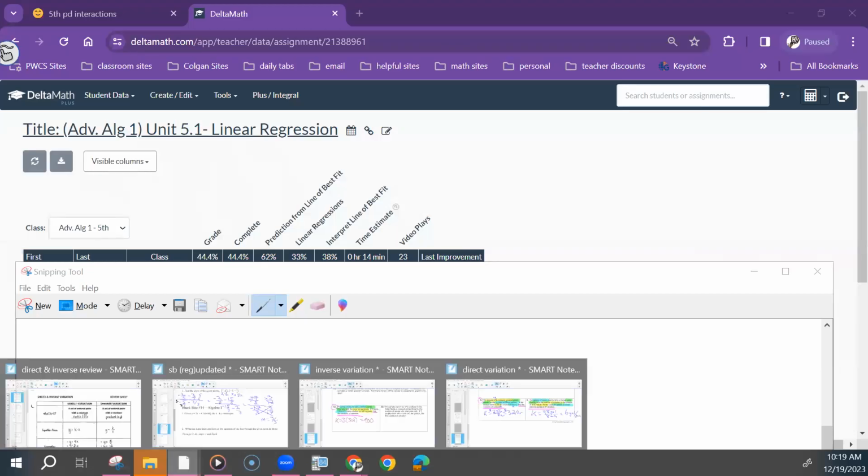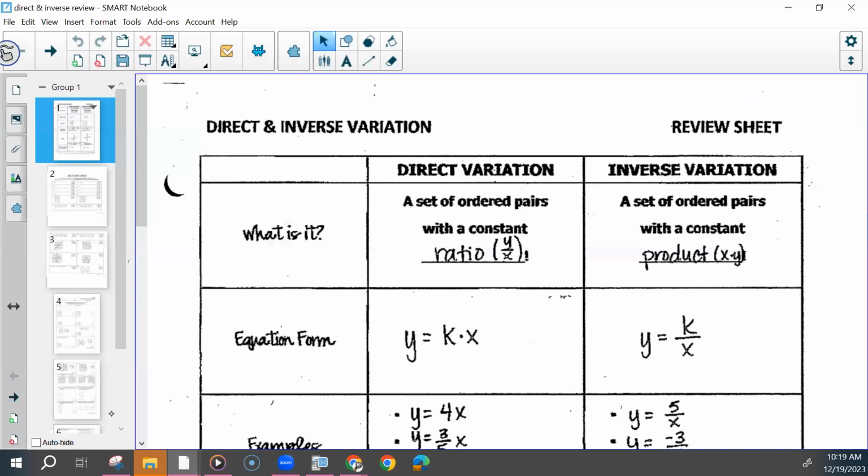Look at the review. So I'm gonna go through this, review some things, and then we'll actually get to the review piece of it.